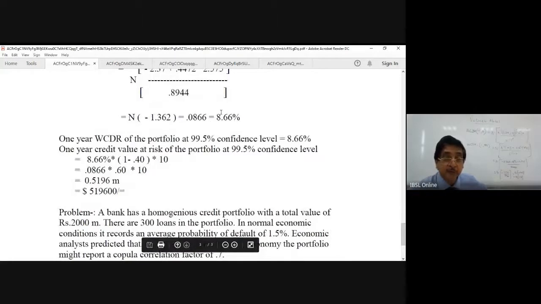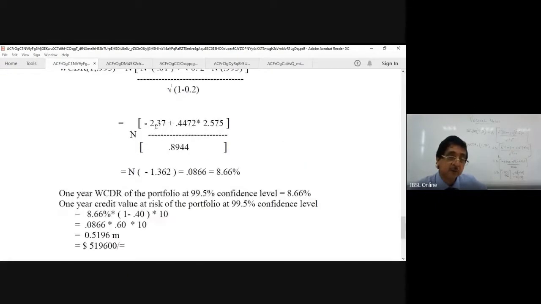There, the value is this, as per these numbers, 8.66, and the 1 year value at risk of the portfolio would be, you have to apply this portfolio worst case default rate, and multiply it with LGD. Now, recovery rate is given here, it is 40%, and since recovery rate is 40%, the LGD would be 60%, and the value of the portfolio is 10. So you get this value as the credit value at risk. But I think there's a small mistake here. Anyway, those are calculation mistakes. This 2.37 should be 2.327 or something like that.